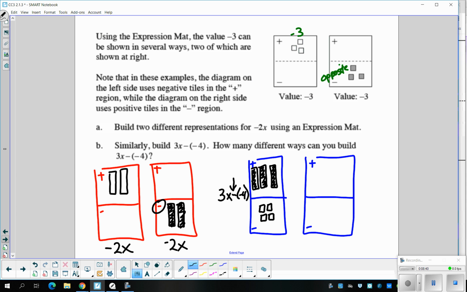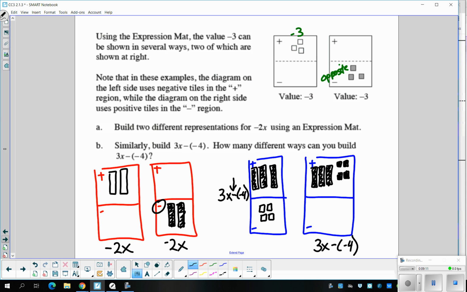Or I could keep the 3 x's up here. So there we go, 3 x's. And then the opposite of -4 is actually +4. So I'd have 4 positives up there. So that's another way that I could show 3x minus -4. They both have the same values, but it's just a different way to display it.